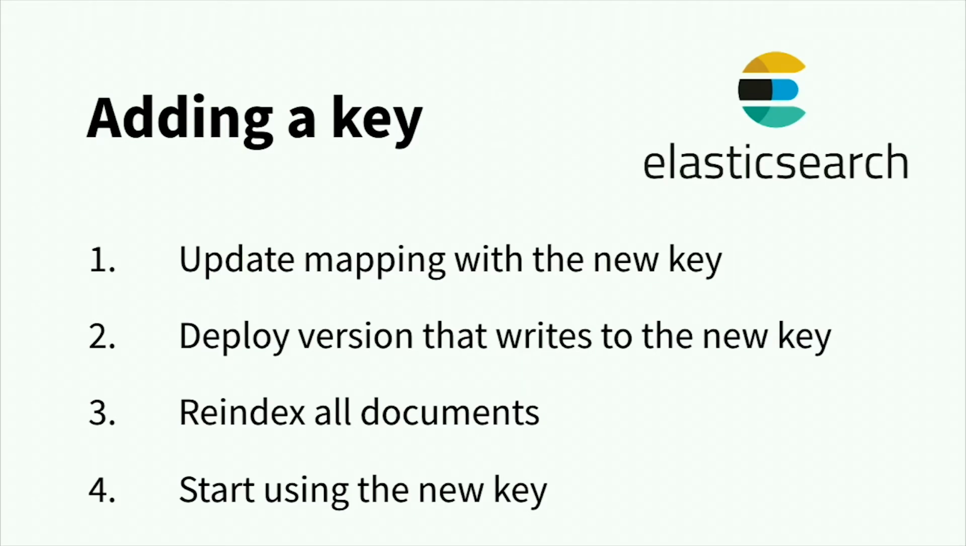So who uses Elasticsearch? Okay, you also might struggle with downtimes, but you can use the same steps to change the indexes and stay online the whole time. So for example, if you want to add a new key, you can update the mapping of the index of the document with the new key. You can deploy a new application version that writes to the new key. Then you can reindex all documents, and when they are reindexed, you can start using the new key, for example, in filters or in sorting.